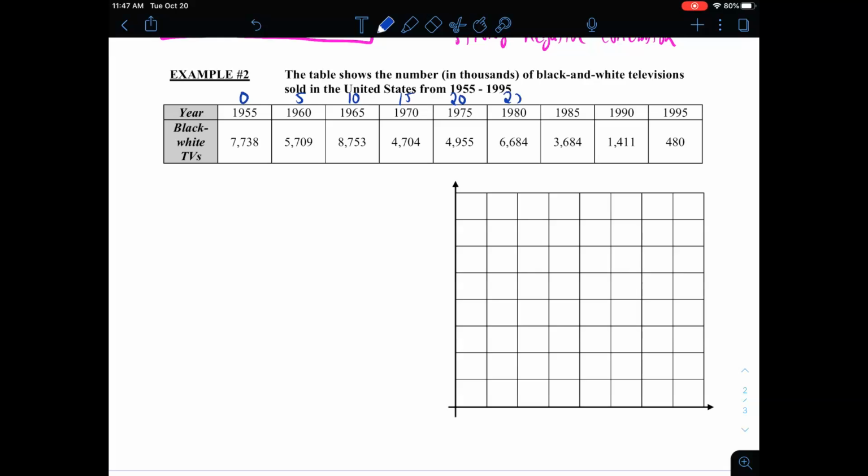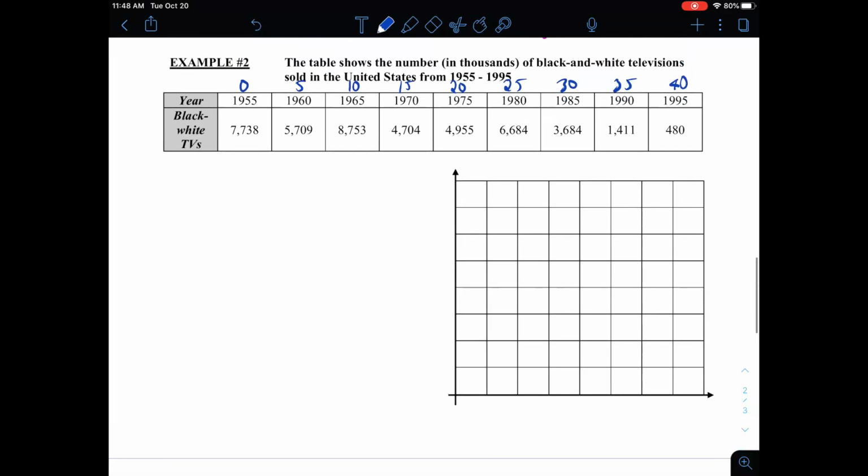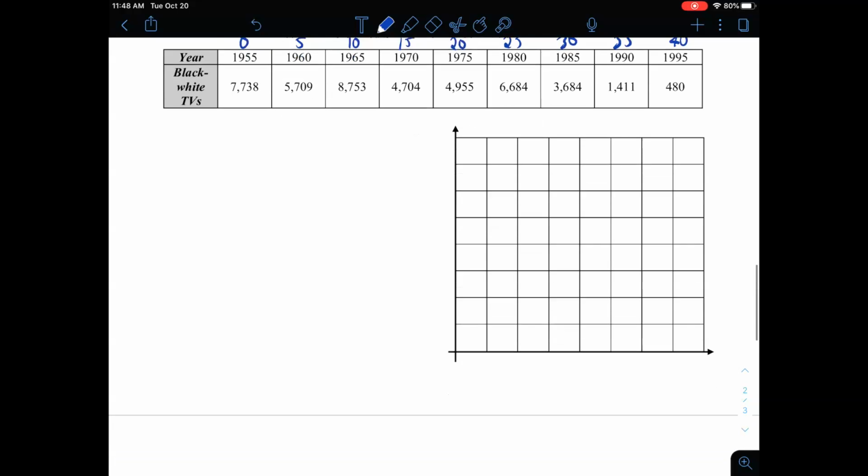It makes more sense, too. Okay, we go up to 40 there. All right, we got to make our own graph now. Okay, so what do you think we're going to plot on the x-axis, which is our independent variable? Do years affect TVs, or do TVs affect the year? Well, what year it is going to impact how many TVs were sold, right? It's not going to be like, oh, I sold 5,709 TVs, so now it's year 1960. That wouldn't make sense, right?